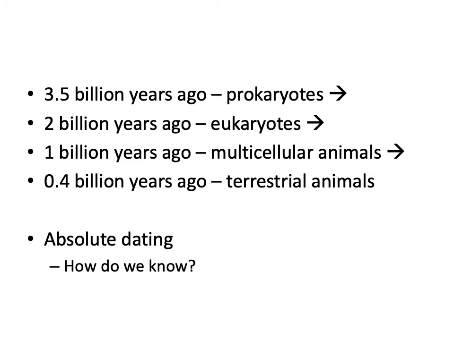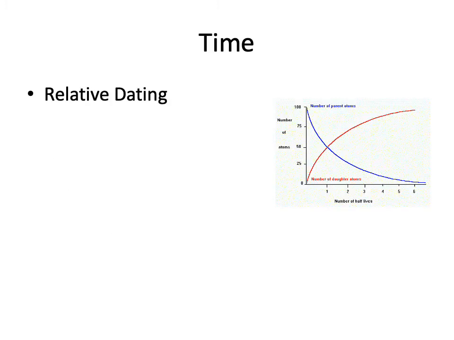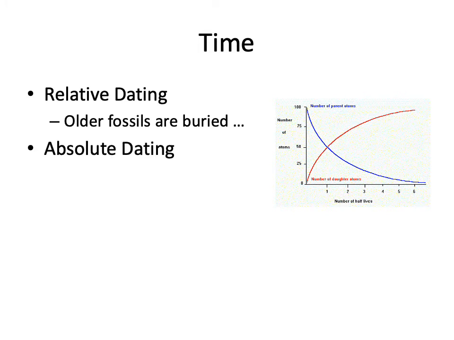Well, we talked about relative dating earlier. Older fossils are where compared to younger ones? They're buried deeper. That's relative dating. Absolute dating, we know the exact age of something that's millions or billions of years old. How do we know that? You've heard of radioactive dating.